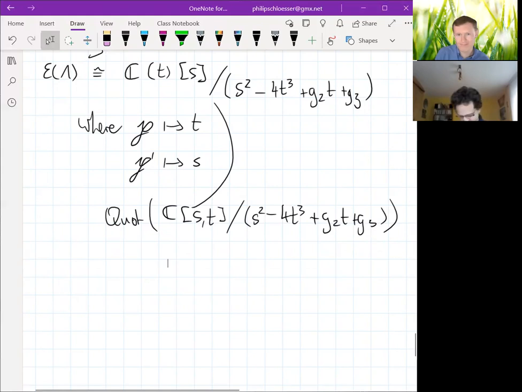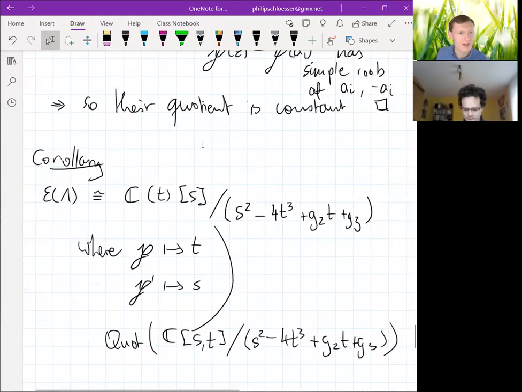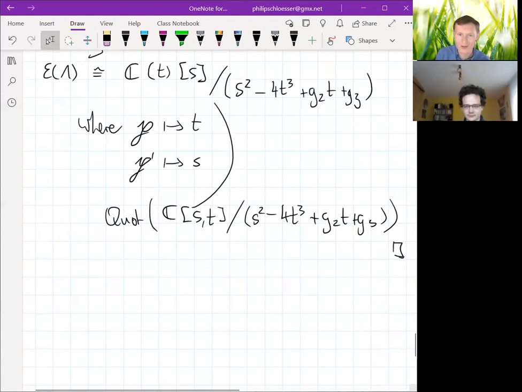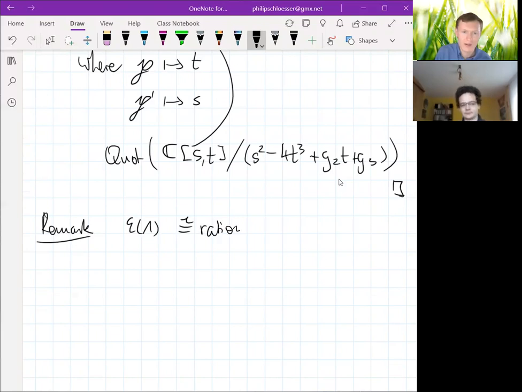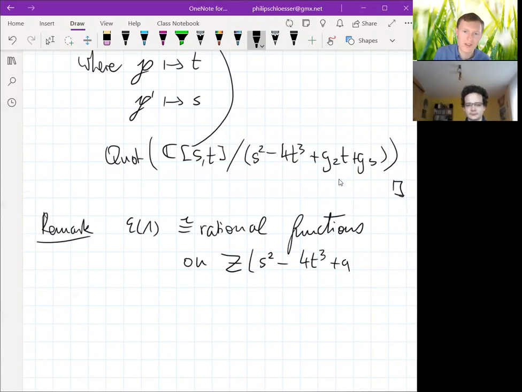So yeah, I guess that was our corollary and now a remark. Those are exactly the rational functions on the algebraic curve, on the zero set, so to speak, of s squared minus 4t cubed plus g2 t plus g3.